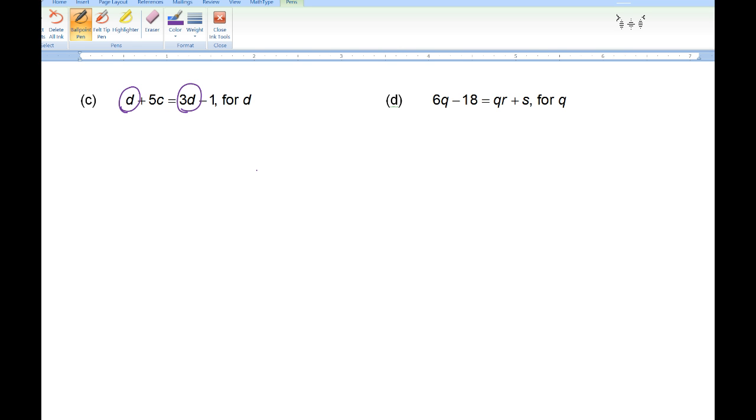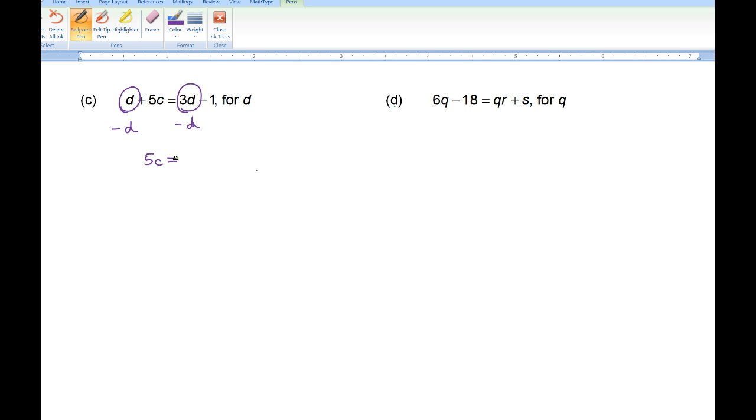This time, notice it says 4D. So far in the previous problems, we've only had one of the variable. This time we have two of them. We've got to get rid of one of them. So when we have variables on both sides of the equation, subtract the smaller one. So let's do minus D from both sides. Now we have a positive 5C.